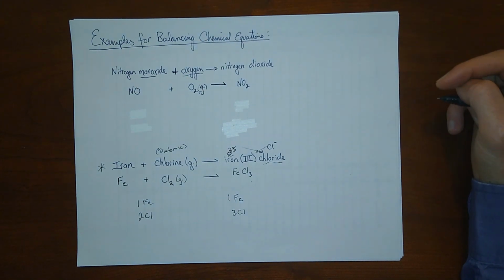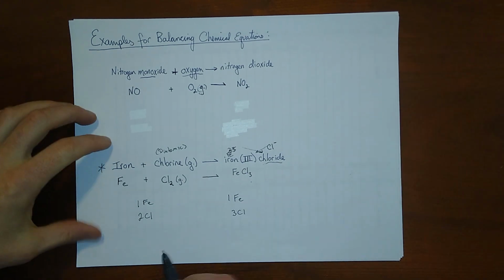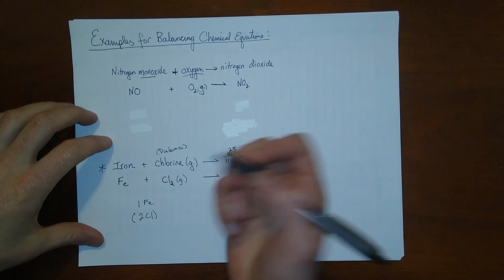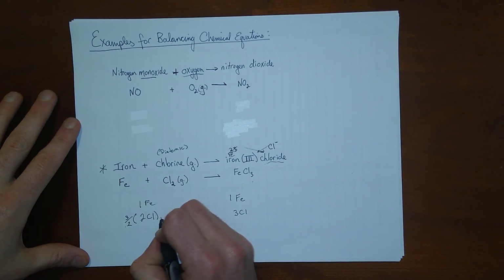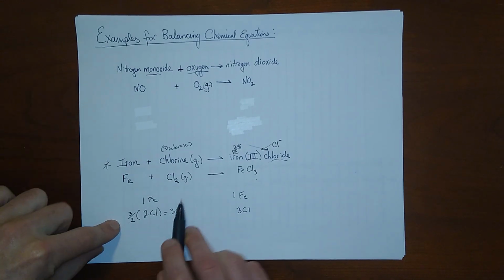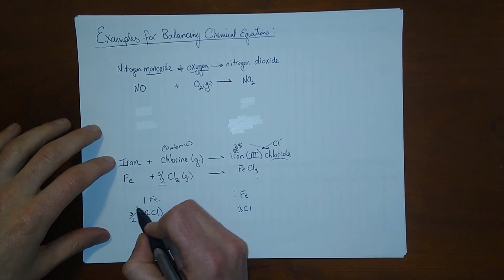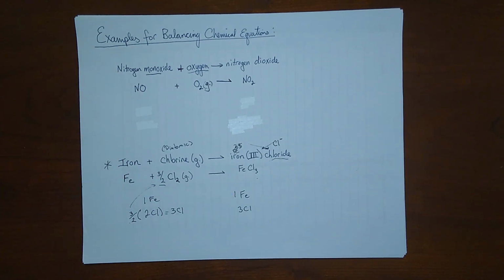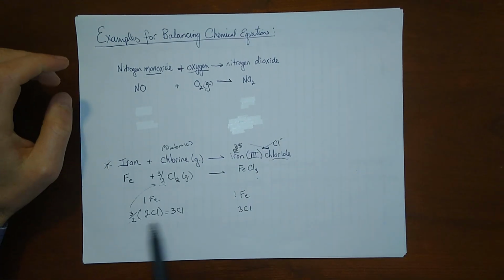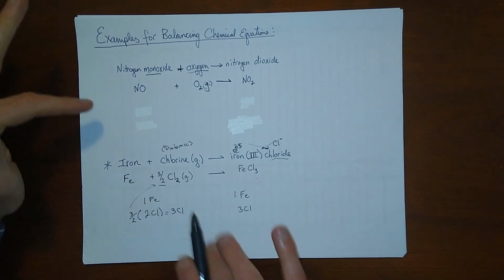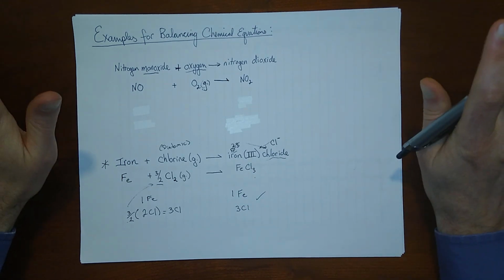So I need to multiply one of these by something that's going to balance this out. If I multiply chlorine by 3/2 on this side, 3/2 times 2 is just 3. Then I will have 3 chlorines over here. So I can put a 3/2 as my coefficient on this diatomic chlorine, and that will balance the chlorines for me. And I haven't changed the number of irons. Okay, so now I have balance. And again, just to be sure, I can go through and recount: 1 iron, 3 chlorines, 1 iron, 3 chlorines. Okay, it's balanced.